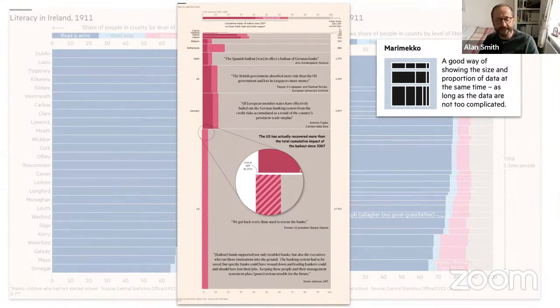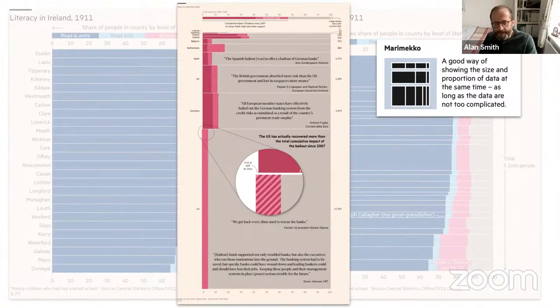But if you go further down the chart, you get this really, really interesting story. Firstly, you can just understand how big that US economy is. That's the big segment at the bottom. But the US was the only country that actually recovered more money than it spent on the bailout as well, which is a really unusual feature of this particular data set. And so here again, the Marimekko chart is allowing us to visualize this data in a way that we couldn't with just a pie chart or a line chart or a bar chart.